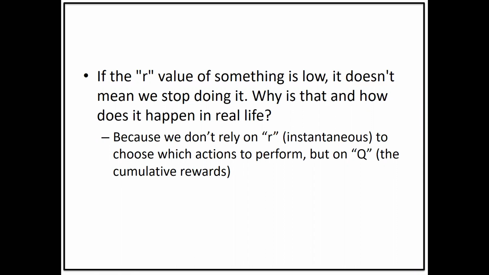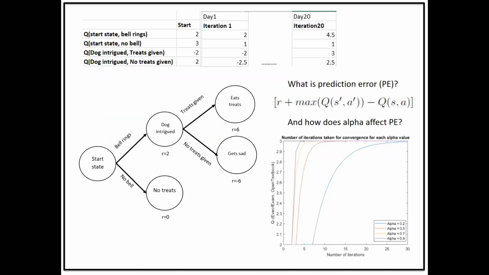So I'm assuming that the person who asked this question asked it with the idea that if a reward is low, we still do that. It's not that we stop doing it. But why does it happen in real life? So as I said before, R is an instantaneous reward. So we don't look at instantaneous rewards in performing specific actions.